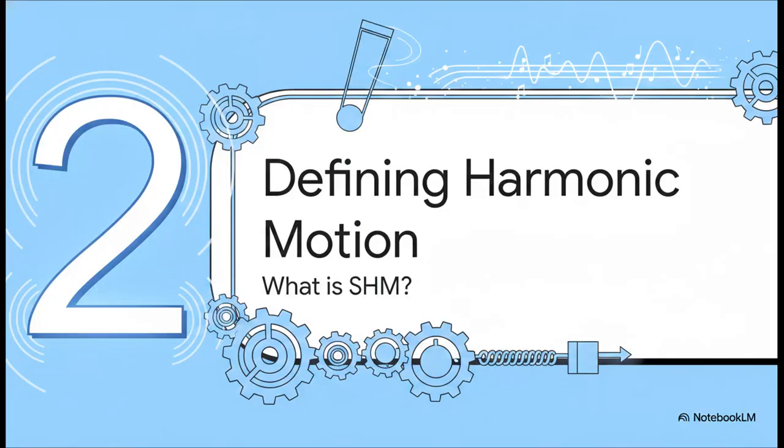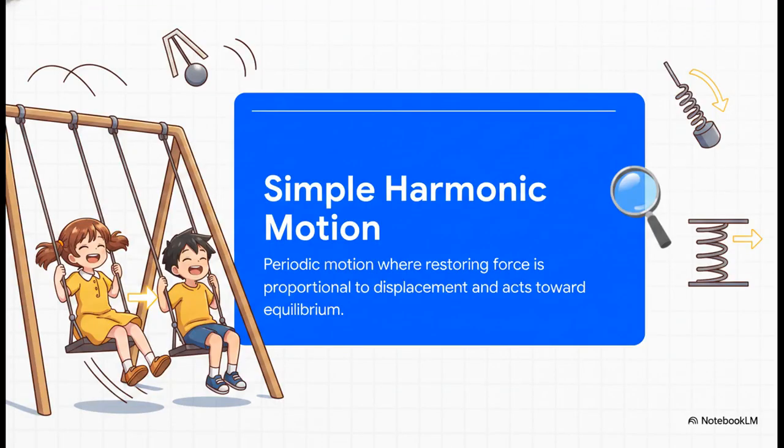Section 2. Defining harmonic motion, the rules of the rhythm. We're going to give this beautiful motion its proper scientific name. We call it Simple Harmonic Motion, or SHM for short. The formal definition is that SHM is a periodic motion where the restoring force is directly proportional to the displacement and acts toward the equilibrium position.